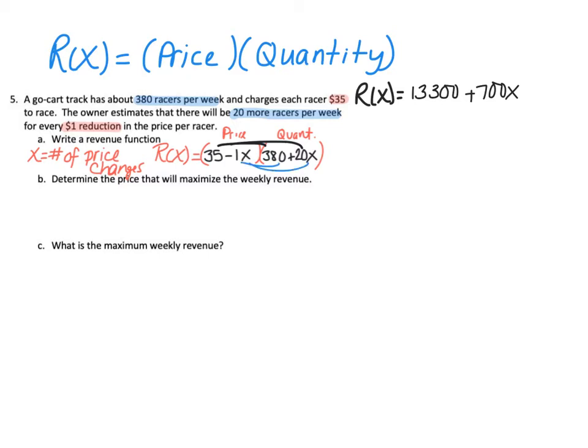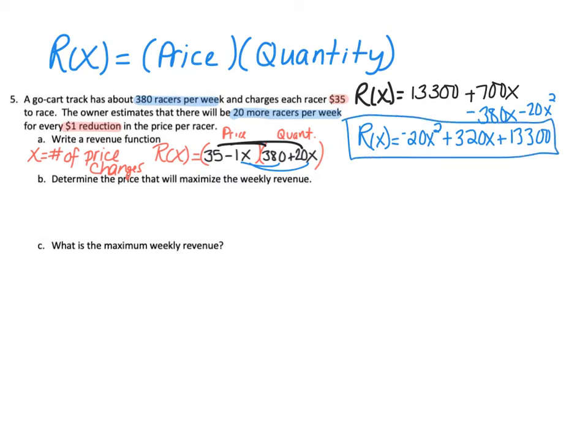So this will be negative 380x and then minus 20x squared. Okay, so standard form here would be put the x squared first, so negative 20x squared. I'm going to combine my middle terms, is positive 320x, and then it's plus 13,300. Okay, there is my revenue function in standard form.